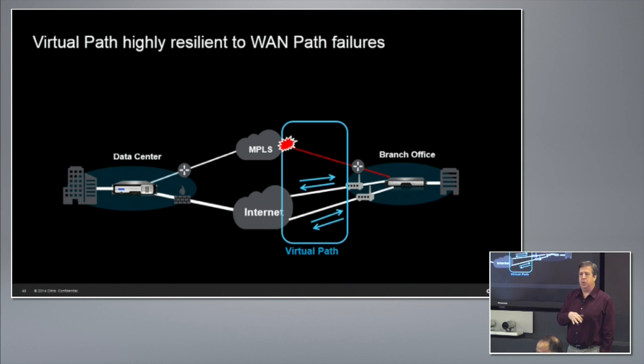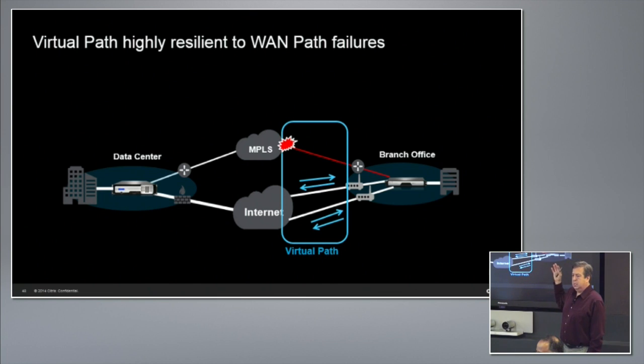The user doesn't experience any change because the virtual path as an entity is still up, and I'm sending the packets to the other side. Neither end notices a difference, but I've now transparently moved those packets onto another link.